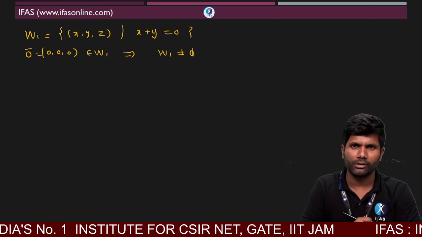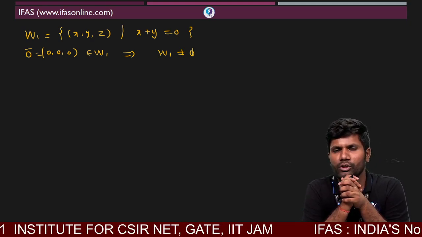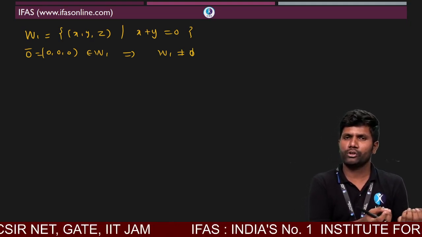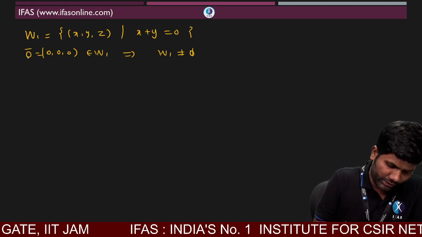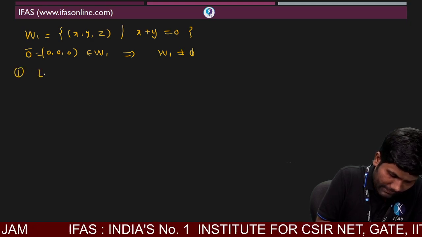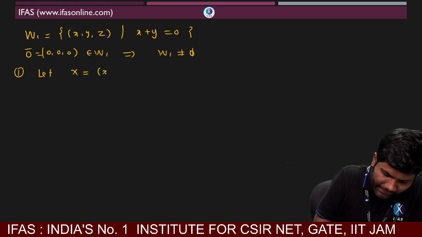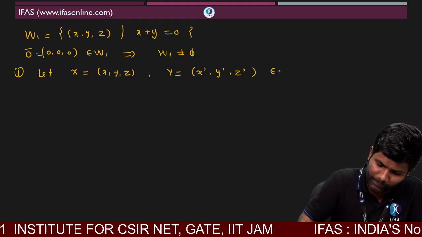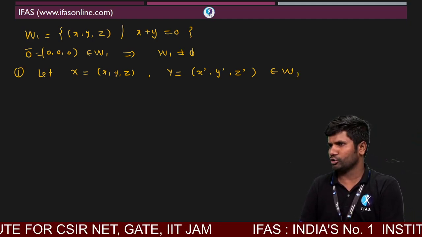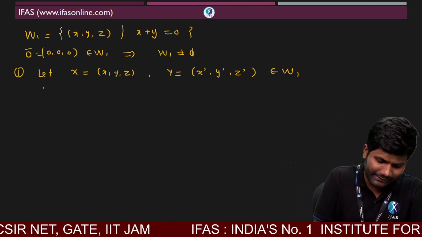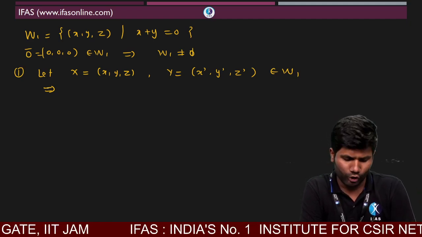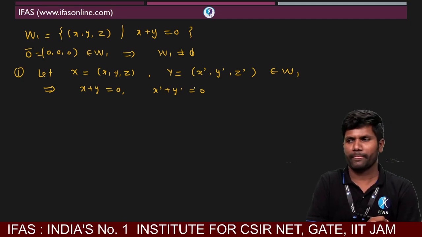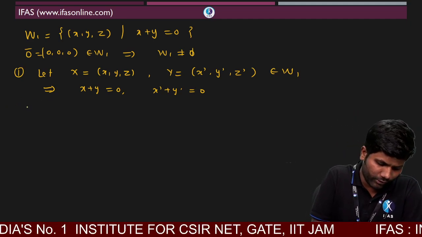Okay, clear? After that we will apply the one step test or two step test to check whether W1 is a subspace or not. We will check it by the two step test. If you want, you can also check it by the one step test. So by using the two step test, first let x equal to (x, y, z) and y equal to (x', y', z') belong to W1. Given that x and y belong to W1, it means that x and y satisfy the condition for W1. So this implies that x plus y is equal to 0 and x' plus y' is equal to 0. Clear?